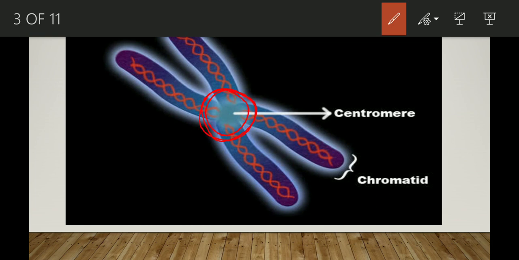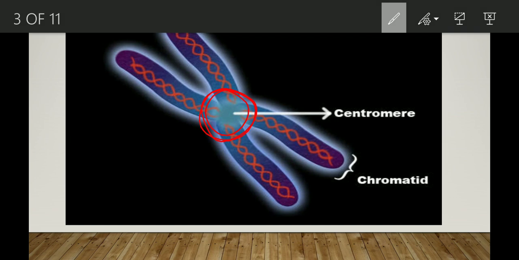The centromere is located at a particular site and is responsible for the attachment of the chromosome to the spindle fibers during cell division. So it plays a very important role during cell division, because the centromere is responsible for attaching the chromosome to the spindle fiber. Clear?